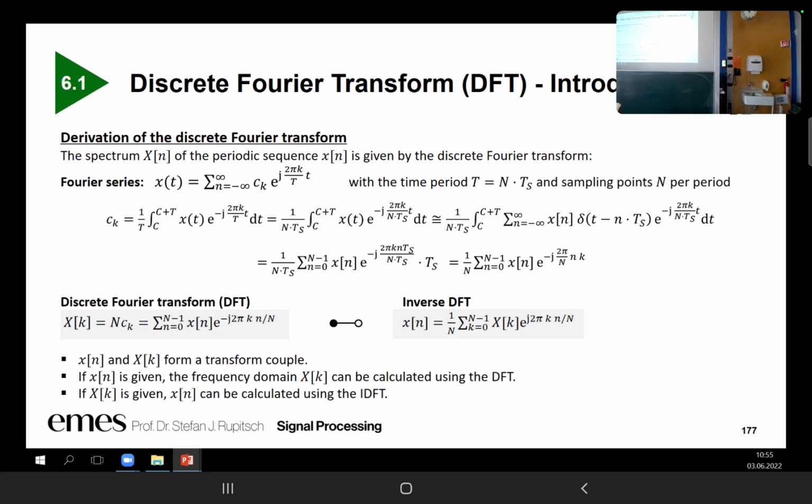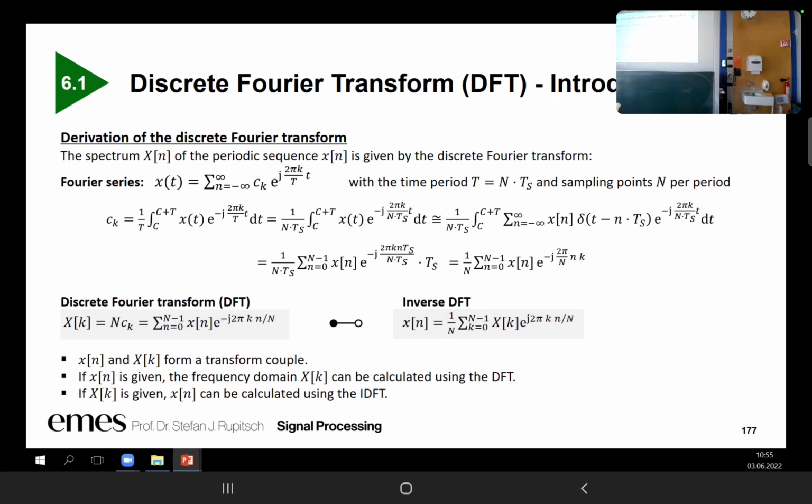What's the difference between this formula and this formula? The Fourier series coefficients we have to multiply with N, the number of sample points, and then we obtain the discrete Fourier transform from the Fourier series coefficients. If you compare this formula with this one, the only difference is N.